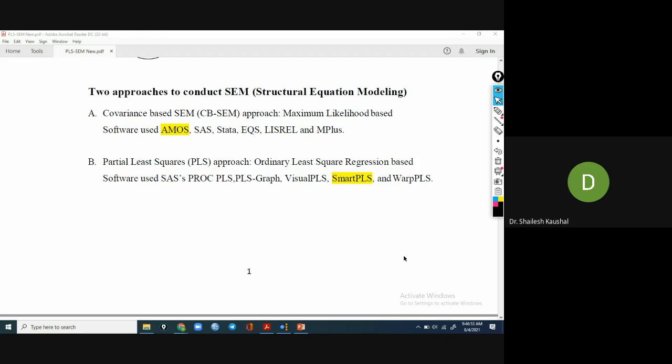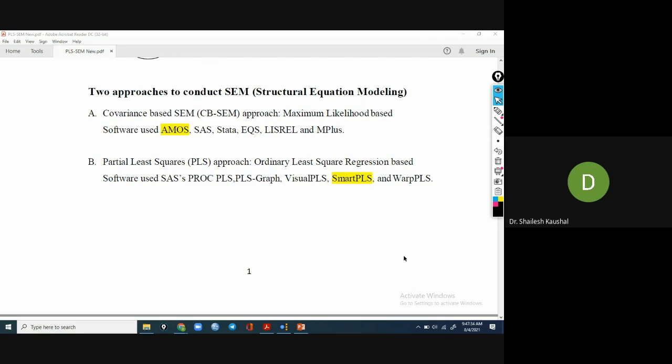Other software are LISREL, Stata, and SAS; these are script-based software. Okay, so AMOS is good software to analyze structural equation modeling through CBSEM, covariance-based structural equation modeling. But the limitation is that we cannot apply it to a formative measurement model. We cannot run a formative measurement model in AMOS, although 95% of studies in social science research are based on the reflective measurement model.